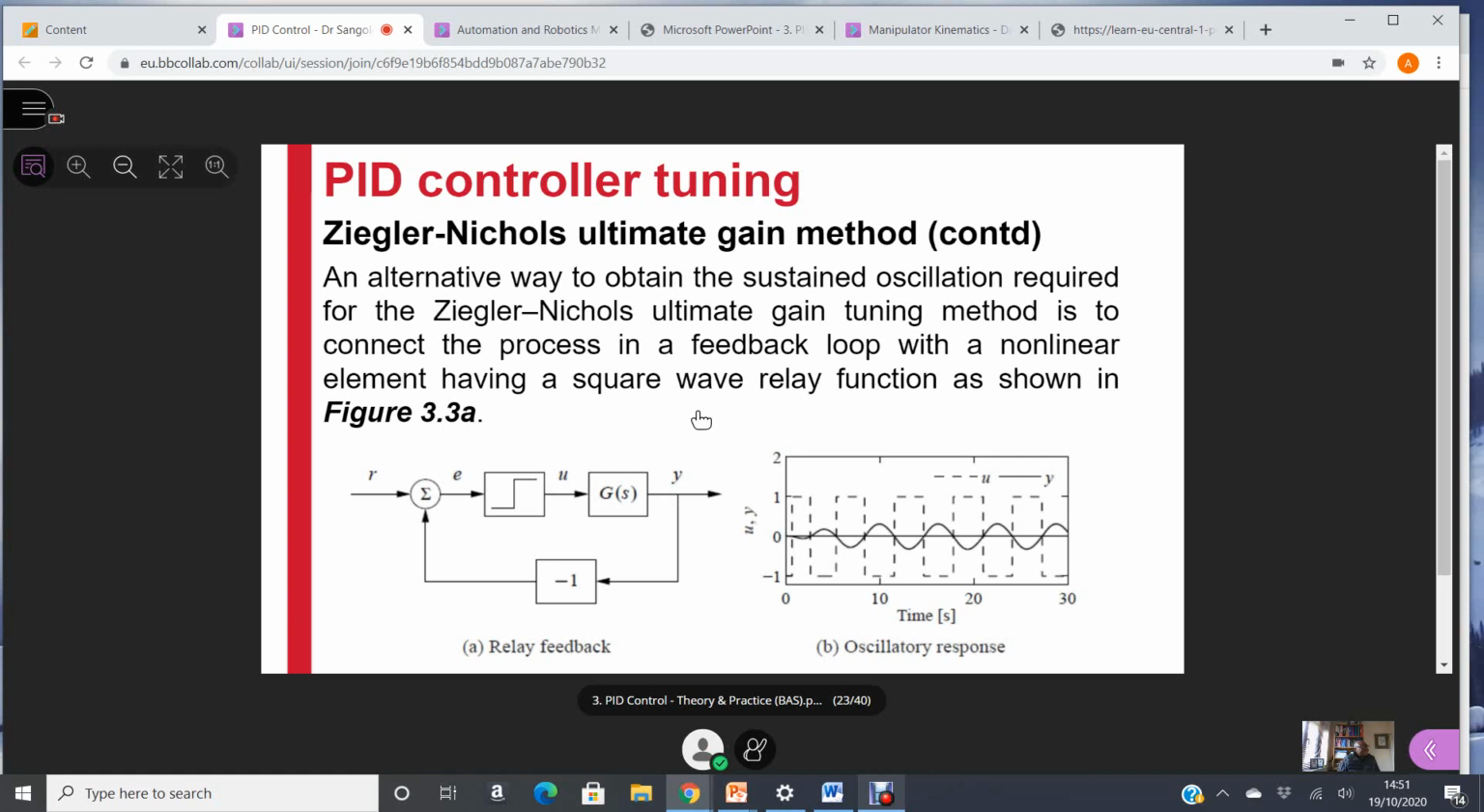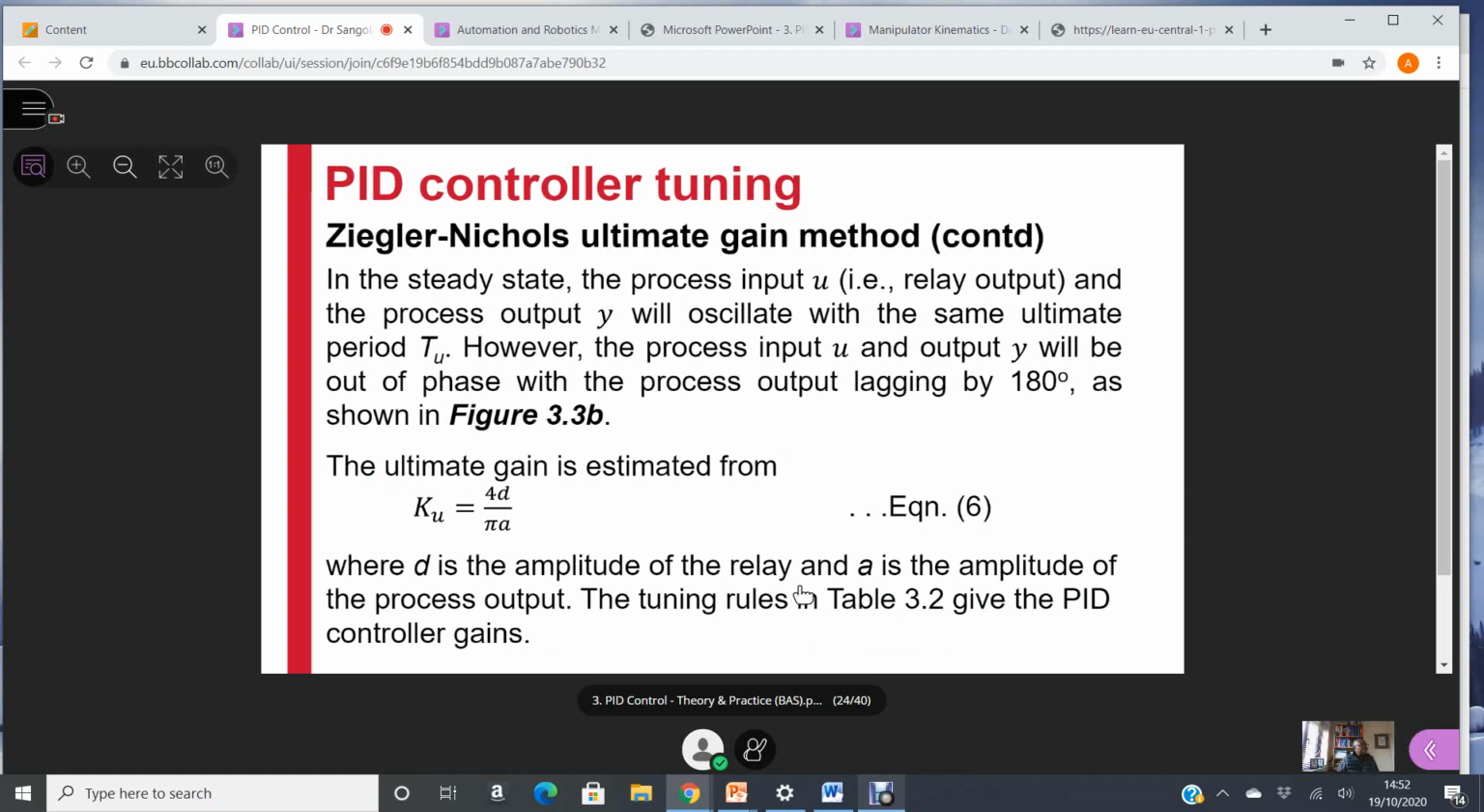And then there is another method still, which is related to the ultimate gain method, but a different test to determine our Ku and Tu. Rather than subject the closed loop system to a step input, we replace the controller by a relay. A relay is a nonlinear element having a square wave relay function. So you have a relay in series with the process, and of course it's unity negative feedback.